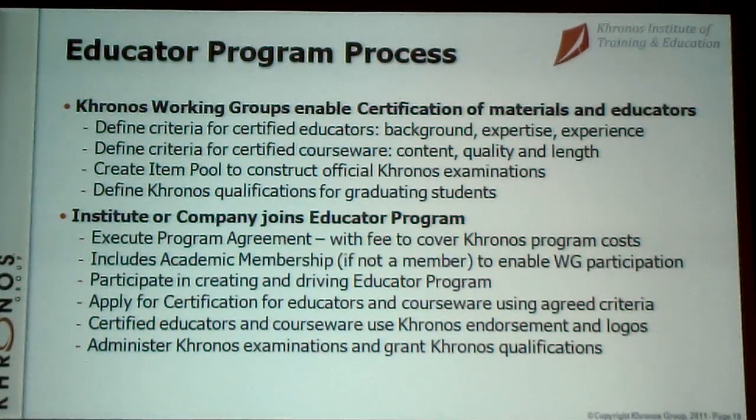And the working group finally will define the Khronos qualifications for graduating students. How many questions from the item pool, what level of difficulty, how many questions in an exam to reach a certain level of Khronos certification at the student level. Then an institute or a company that wants to become an official certified Khronos educator can execute the Educator Program agreement. There will be a small fee to cover Khronos program costs, but we will keep that fee as low as possible. It includes an academic membership, if you're not already a member, to enable full working group participation. And that gives you a voice in the working groups. So you'll have a voice in how the criteria for courseware and educators are defined.